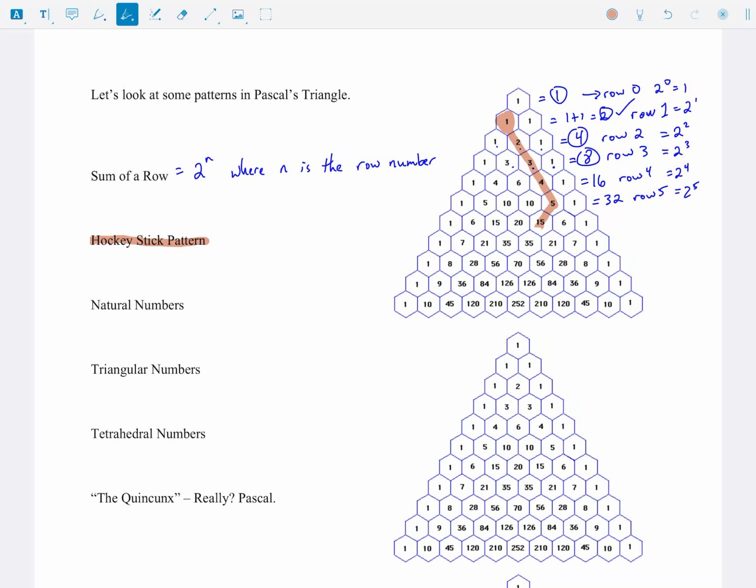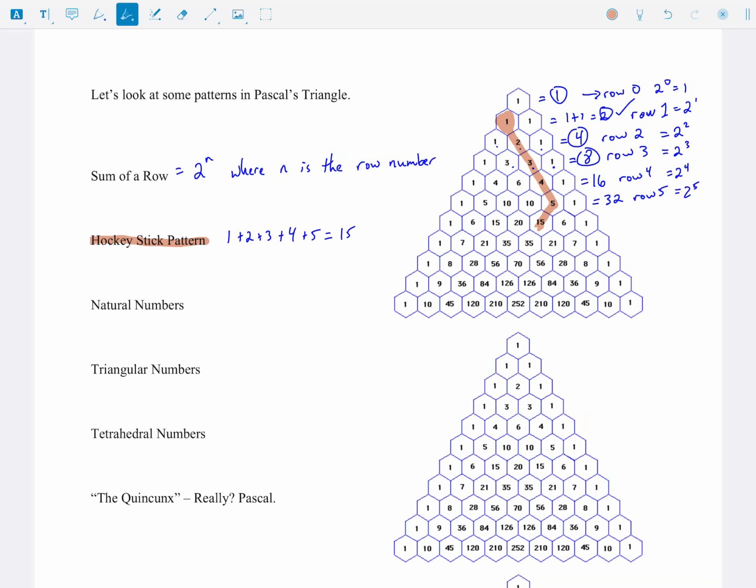And what are you going to notice? Well, 1 plus 2 plus 3 plus 4 plus 5 is equal to, drum roll, 15. Okay, let's try that out in another spot here.